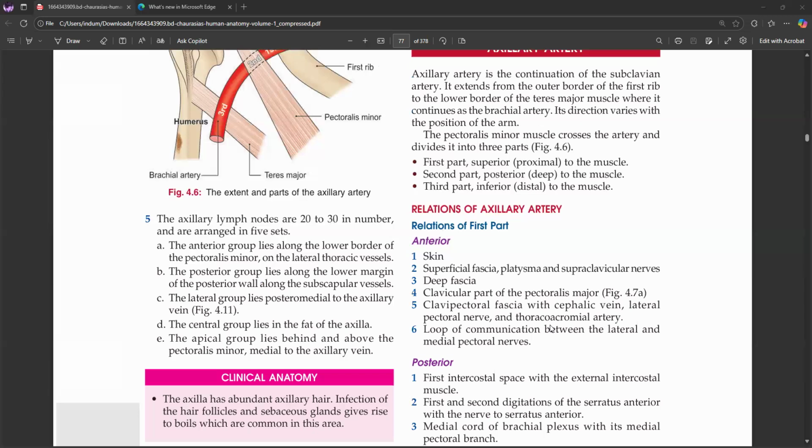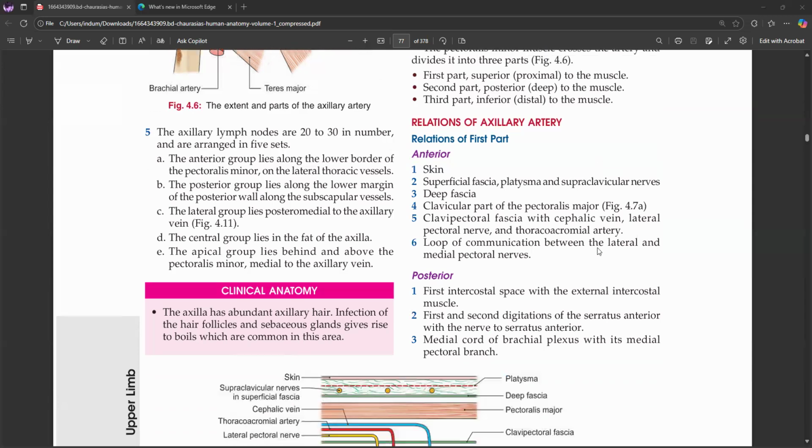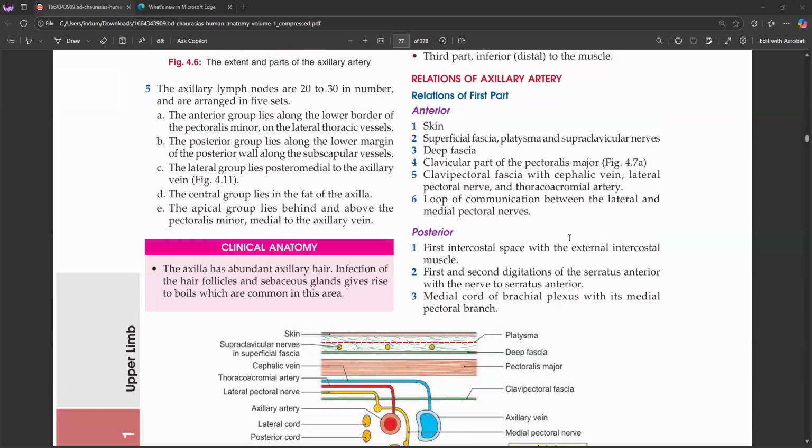Figure 4.6. First part, superior or proximal to the muscle. Second part, posterior or deep to the muscle. Third part, inferior or distal to the muscle. Relations of the axillary artery. Relations of the first part, anterior: skin, superficial fascia, platysma, and supraclavicular nerves.